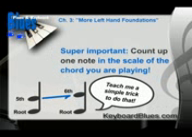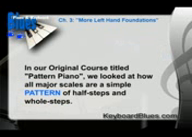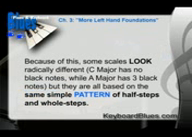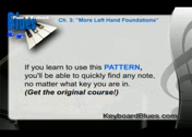Now, let me teach you a simple trick to do that. In our original course titled Pattern Piano, we looked at how all major scales are a simple pattern of half steps and whole steps. Because of this, some scales look radically different. For instance, C major has no black notes, while A major has 3 black notes. But they're all based on the same simple pattern of half steps and whole steps. And here's the trick. If you learn to use this pattern, you'll be able to quickly find any note, no matter what key you're in. Make sure you get the original course.